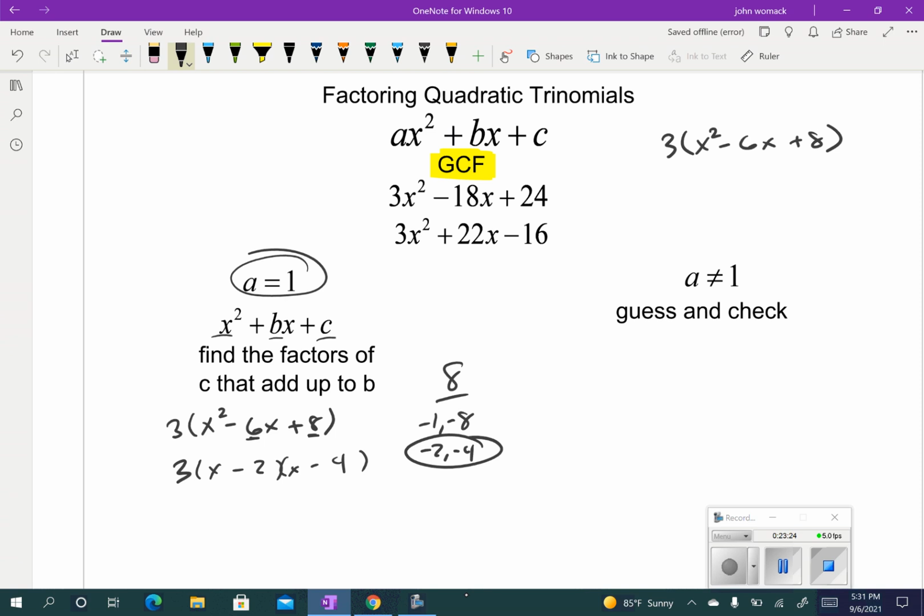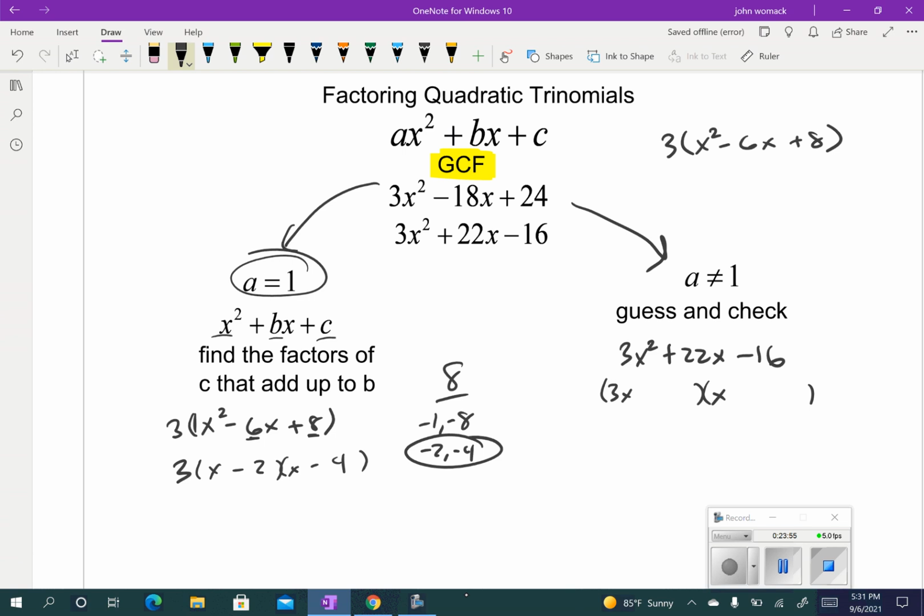So look at the 3x squared plus 22x minus 16. It looks kind of similar, but in this case, 3 won't come out of all of them. So since it won't come out, now I've got to come over here. If a is equal to 1, then it's one of the quick, easy ones. This one is not. So the 3x squared plus 22x minus 16, we're going to put over here, and I've got to do that guess and check. So let's do one more example.